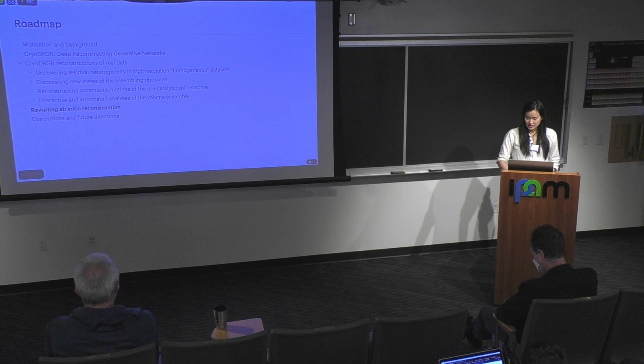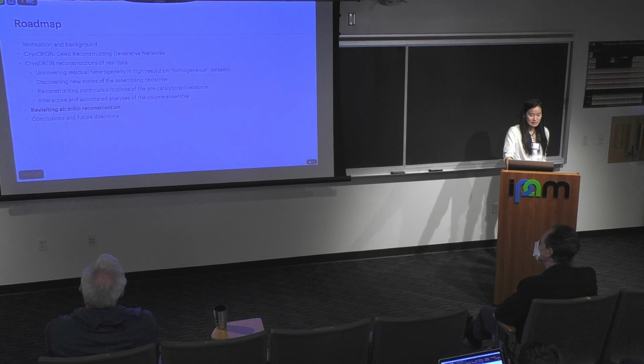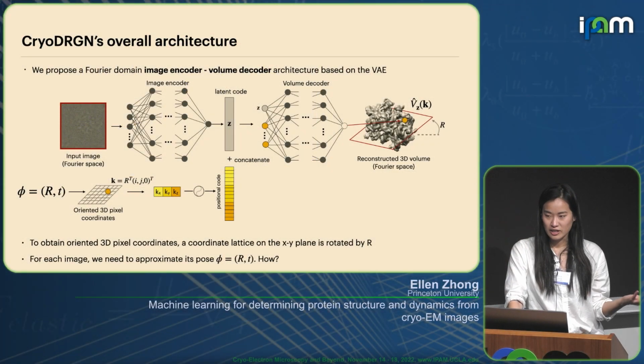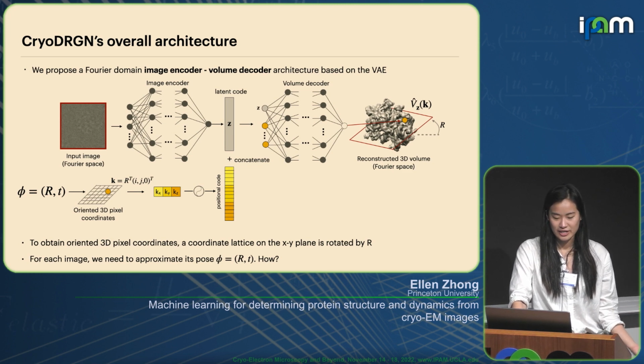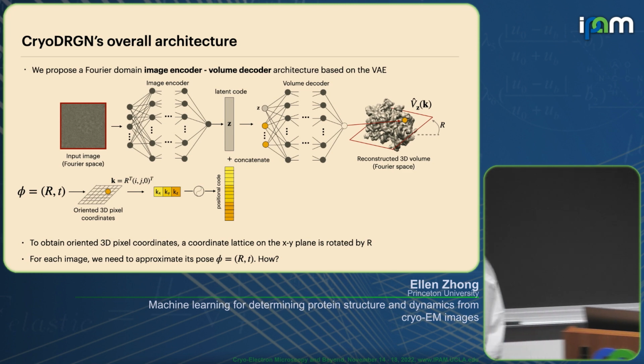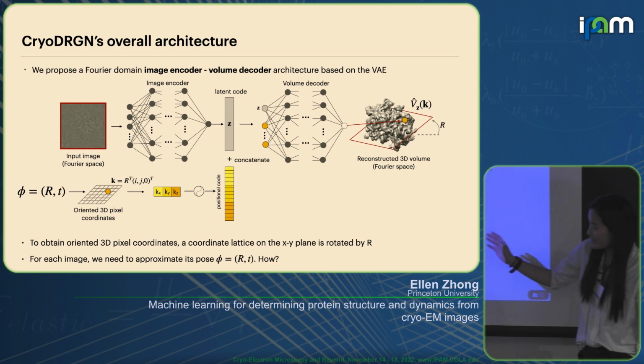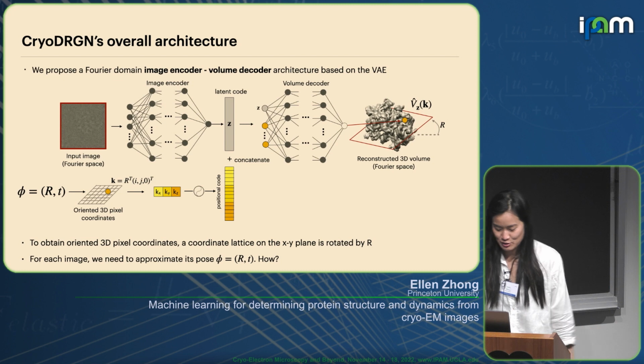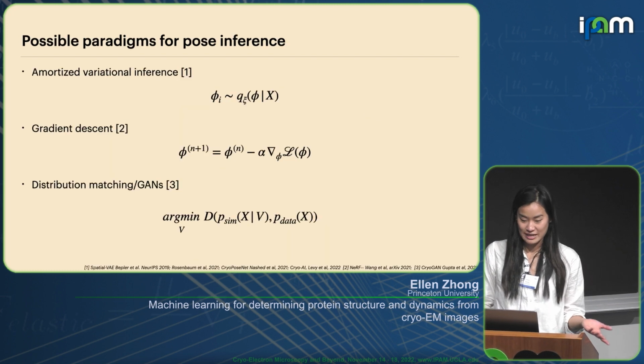About 6 minutes. Okay. So I'll say something very briefly about revisiting ab initio reconstruction. This was the overall architecture that I mentioned earlier, where we have this image encoder, volume decoder architecture. I left out how we get the pose, right? The oriented coordinates, I magically assumed we already had that, but how do we get that?